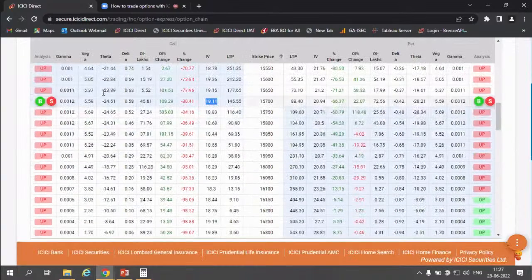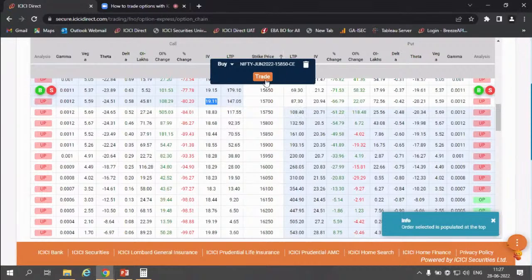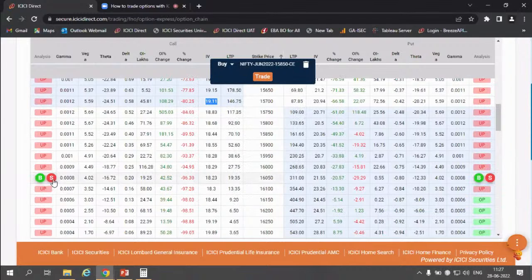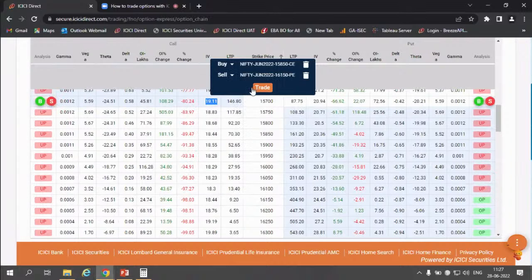Onto the option chain, the analysis is given as buy and sell. If it is underpriced, I can simply click on buy. The last traded price is 70. I will simply click on buy, and you will be able to see it over here. And if I want to sell this, if this is overpriced, I can simply sell it, and then again if I want to buy it, I can buy it.